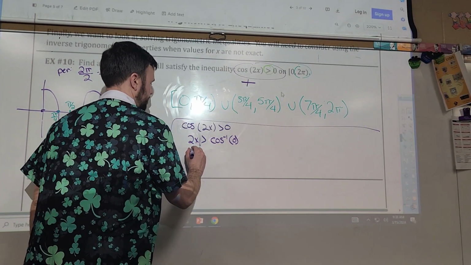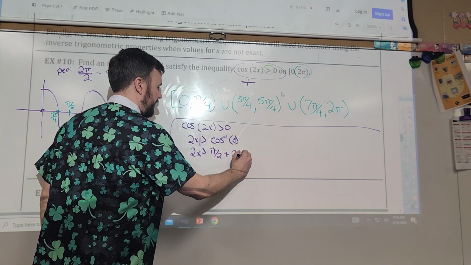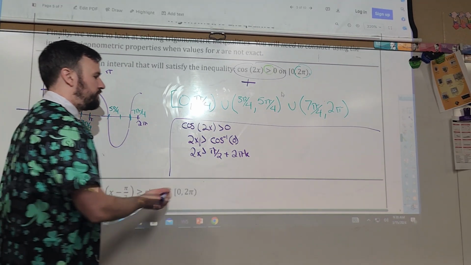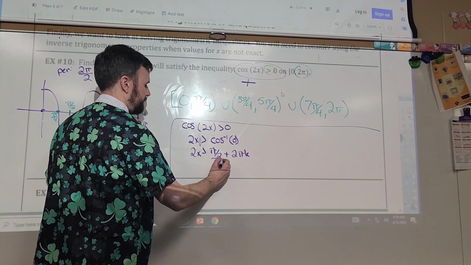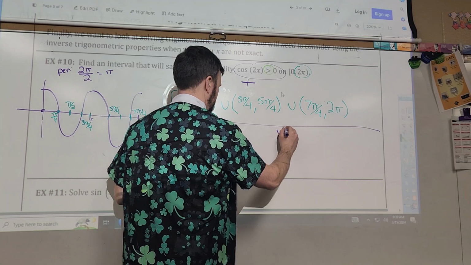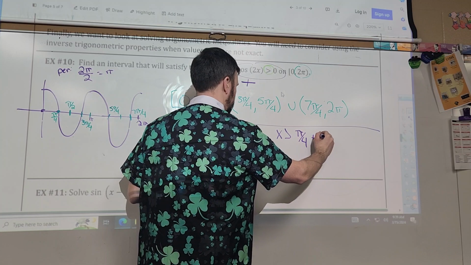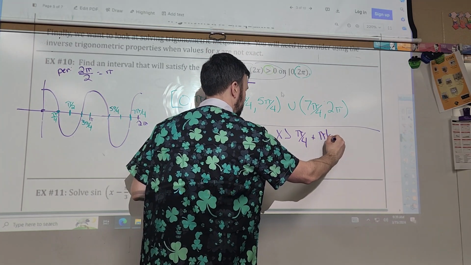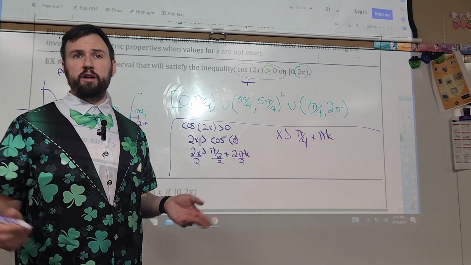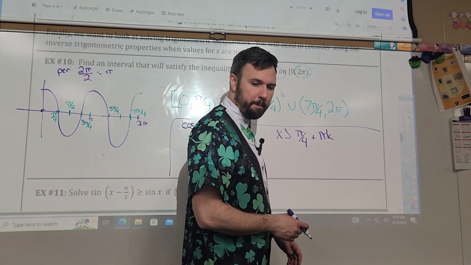So I would do 2x greater than pi over 2 plus 2 pi k, right? Do you remember? That's what we've been doing, right? What do I do to everything to get rid of that 2? Divide by 2. So again, I'm showing you another way to do this. x is greater than pi over 4 plus pi k. k is definitely an integer. Okay.